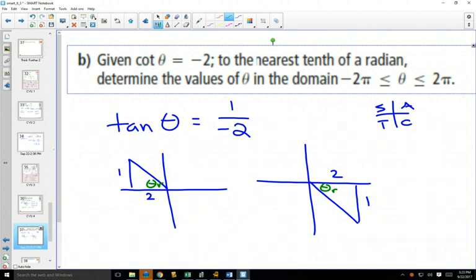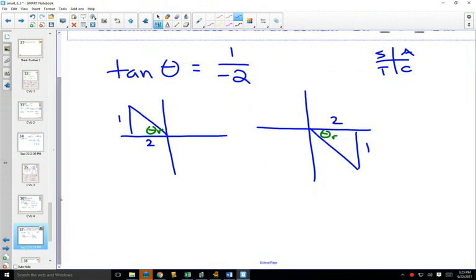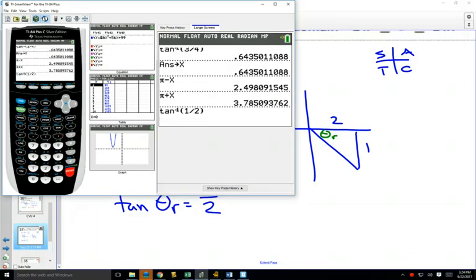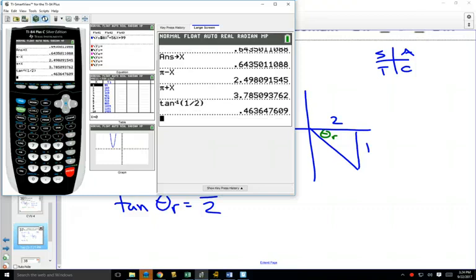So you create the exact same triangle in both. It doesn't matter which of those triangles you use, you can now figure out your reference angle, and I'd like you to write it out. Tan of our reference angle is 1 over 2. Notice tan was negative 1 over 2, but with your reference angle, you're thinking of an actual triangle, so you use positive values all the way through. Go to your calculator. Again, our calculator is still in radians. Second, tan inverse of 1 divided by 2, and our reference angle is approximately 0.464.